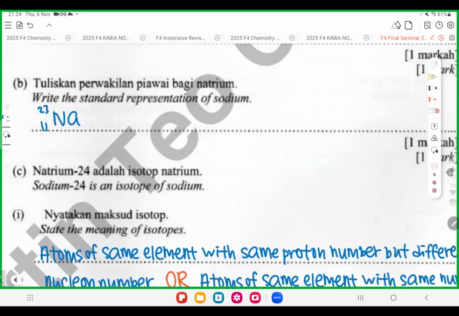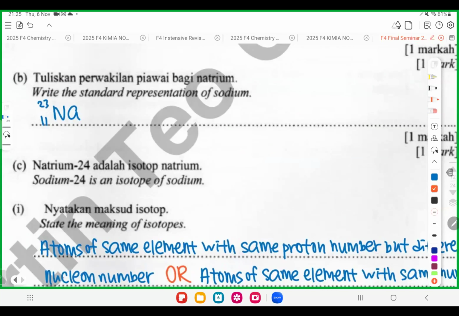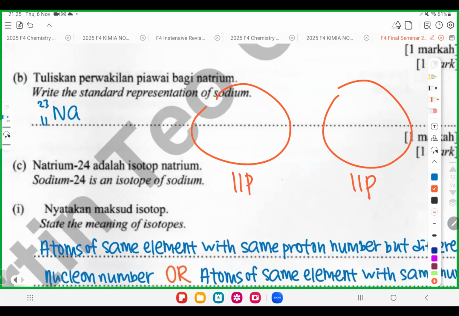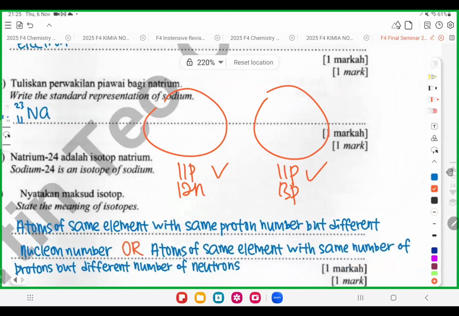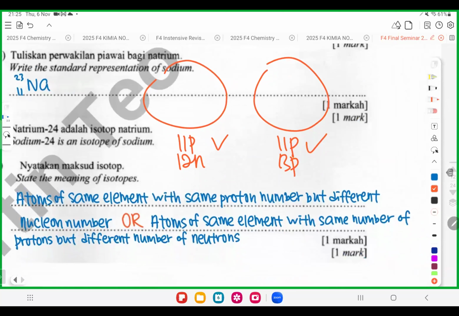Okay, if you don't want to use proton number and nucleon number, there is another answer you can write. Isotope, they have the same number of protons. Let's say you have 11 protons, I got 11 protons. The number of protons is the same, but they have different numbers of neutrons. You have 12 neutrons, I got 13 neutrons. So you can say isotopes are atoms of the same element with the same number of protons, but different number of neutrons.